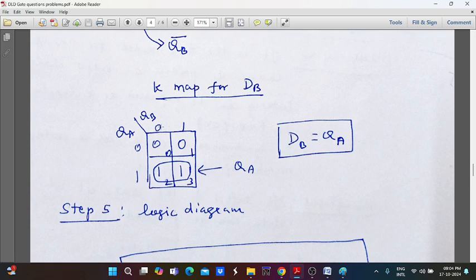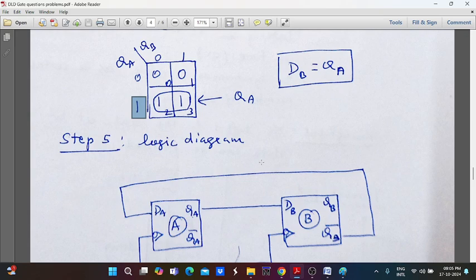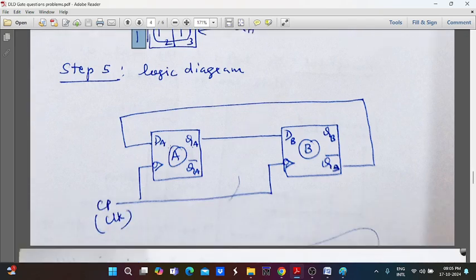The two columns are alternate values, so it can be eliminated. So for this case, the second row is mapped. So the corresponding values are 1 and the variable is QA. So DB is equal to QA. So from this DA and DB Boolean expression, we can draw the counter's logic diagram.